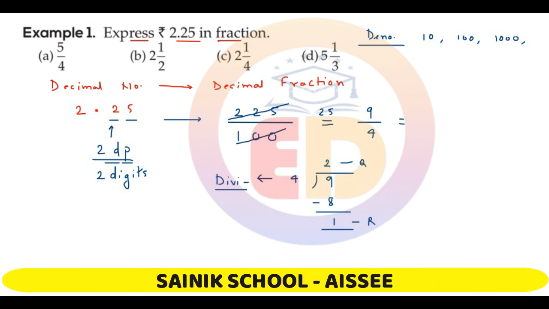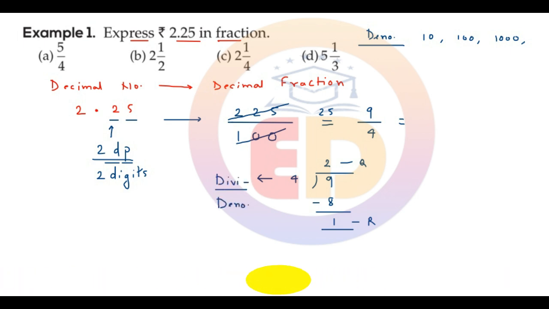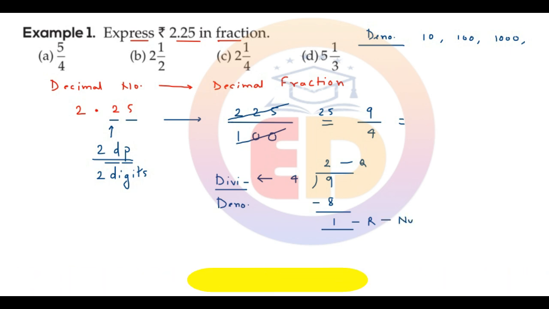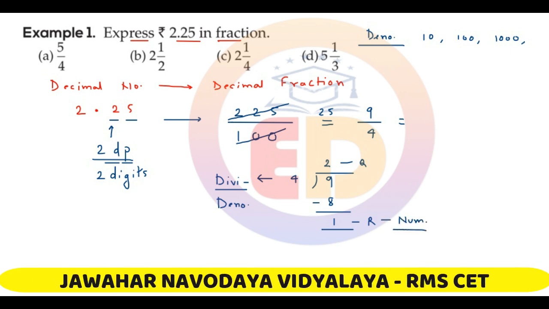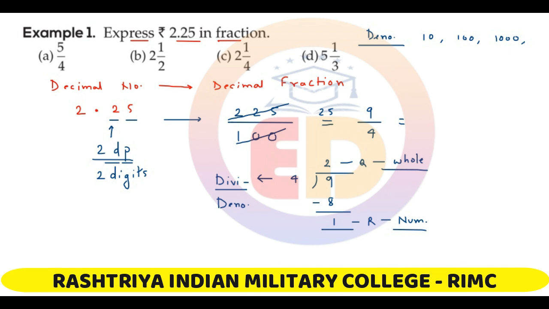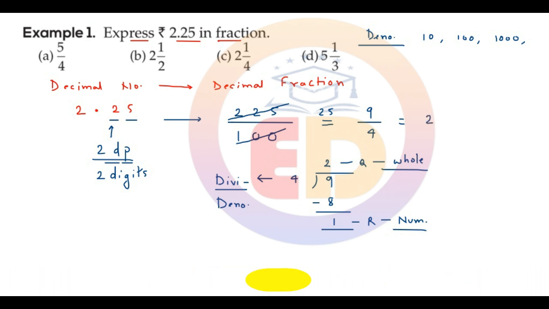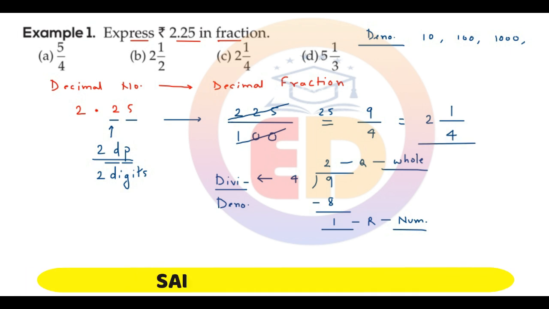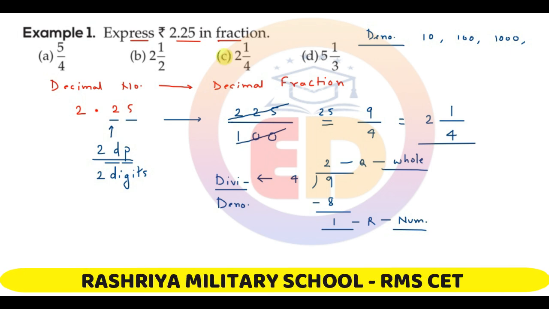Remember, divisor will become the denominator. Remainder will become the numerator. And quotient will become the whole number. So I can write 9 upon 4 as 2 whole 1 upon 4. This is my final answer, 2 whole 1 upon 4, which is option number C.